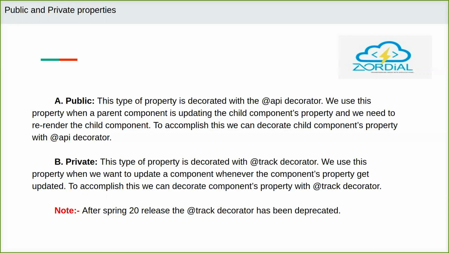And point B is private property. This type of property is decorated with the track decorator. We use this property when we want to update a component whenever the component property gets updated. To accomplish this, we can decorate the component property with the track decorator. Note: after the Spring 20 release, the track decorator has been deprecated. So basically, we use it like a private property. Private property means it cannot communicate with other components. It communicates with its own component.